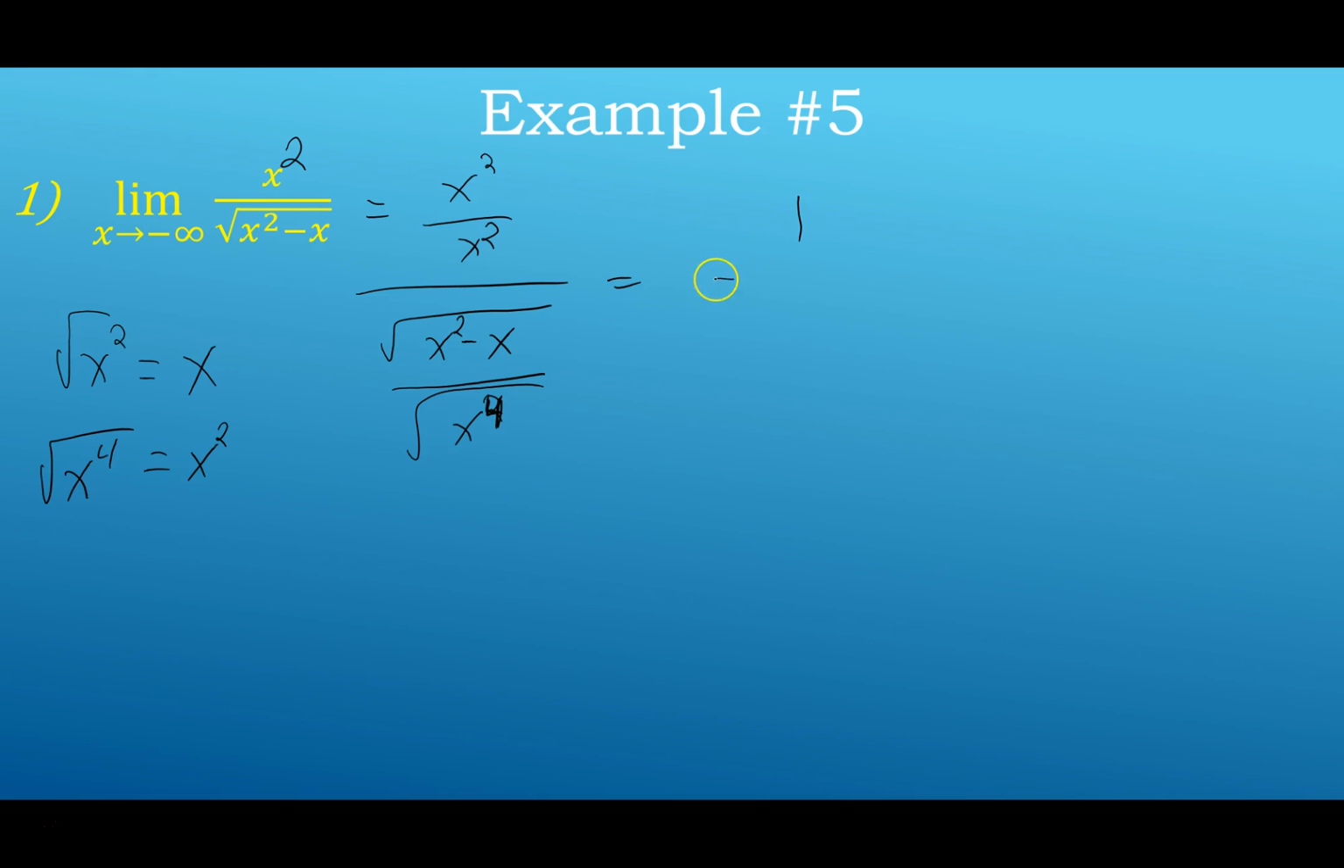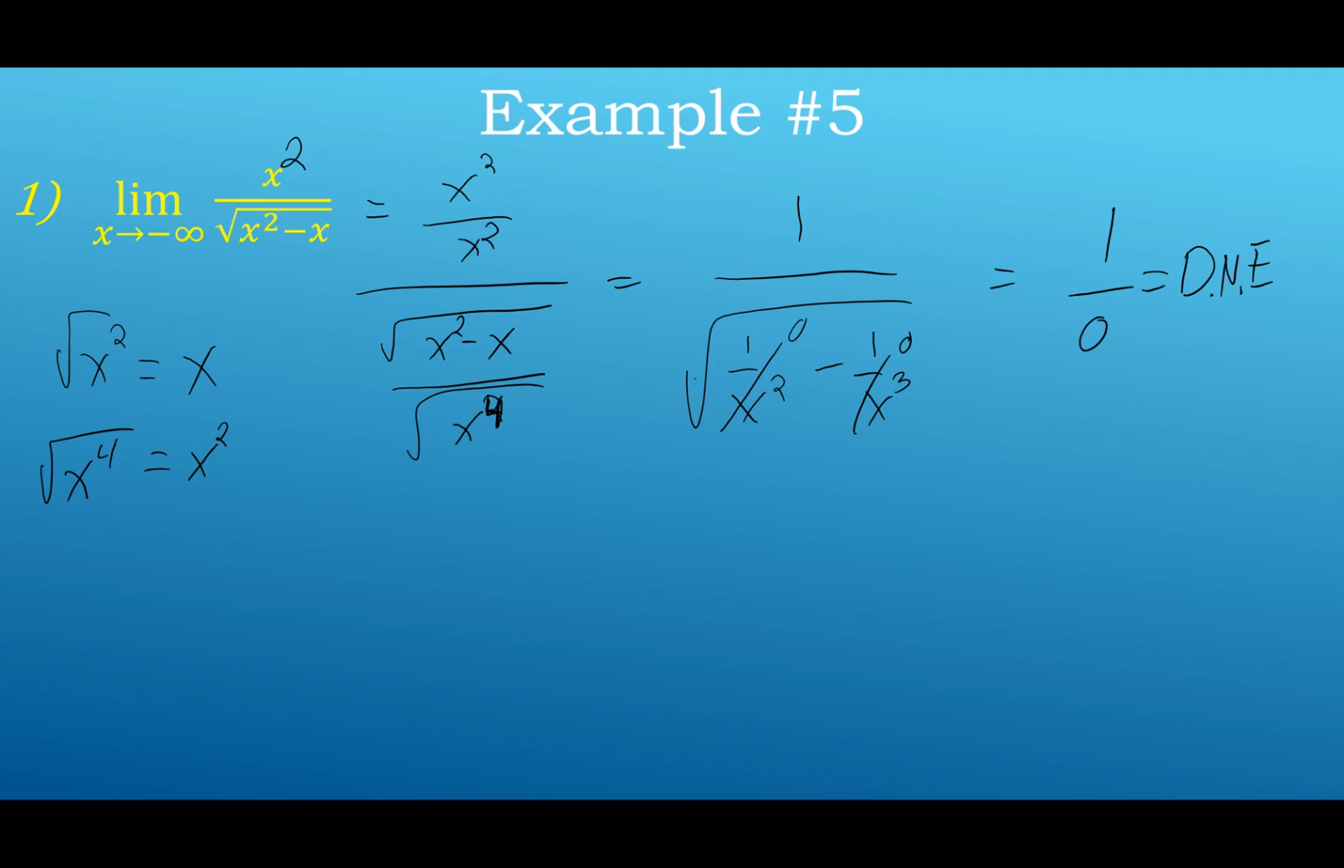So up top we just get 1. On the bottom we have the square root. x squared over x to the 4th is 1 over x squared. Negative x over x to the 4th is negative 1 over x cubed. Those both go to 0. We have 1 over 0. So it does not exist.